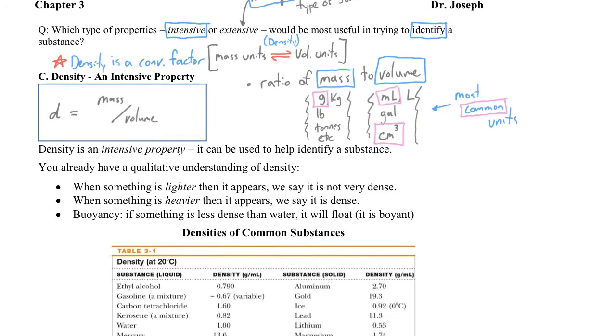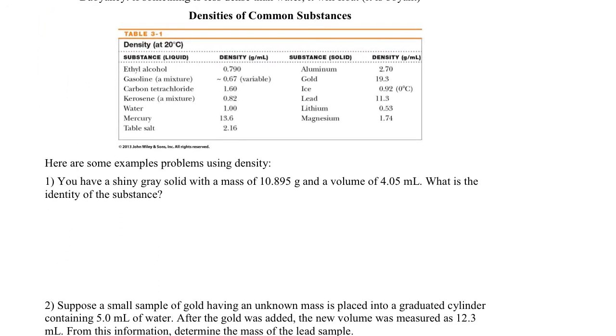Let's take a look at a table I have below which shows densities of common substances. In this table, we see the first column shows different substances, and they're all liquids with the exception of table salt, which is a solid. We then have a column of the densities for those liquids in grams per milliliter. So notice the unit gram, which expresses a unit of mass, is divided by the unit of volume, milliliters. In the third column, we see various solid substances. This is followed by the last column, which is the density of those solids.